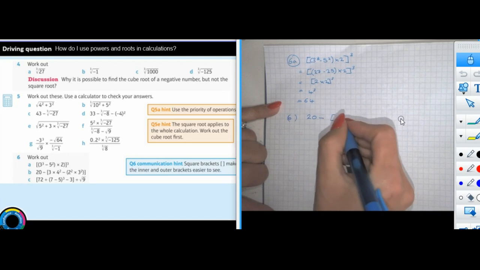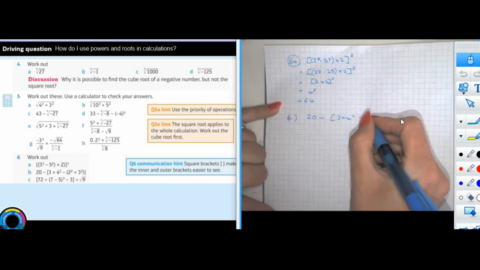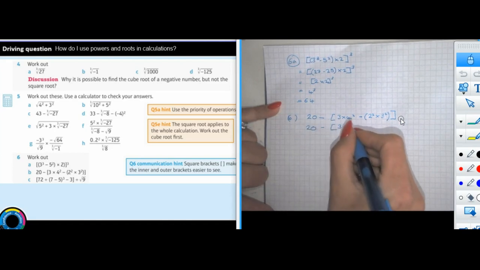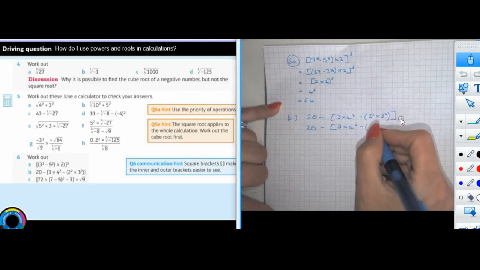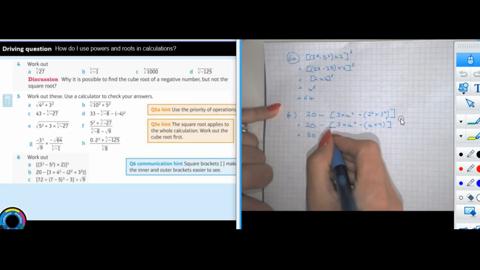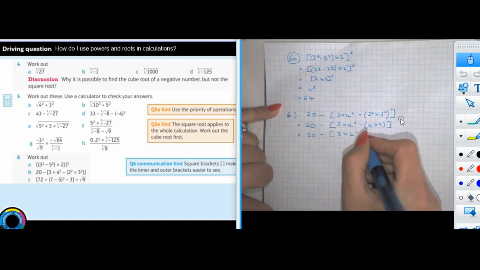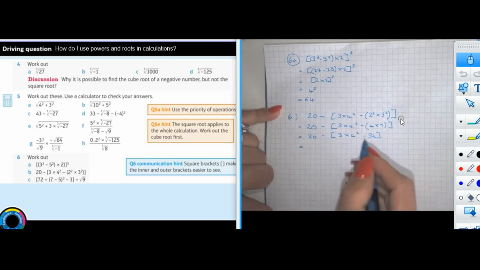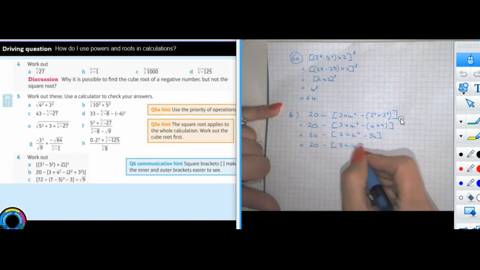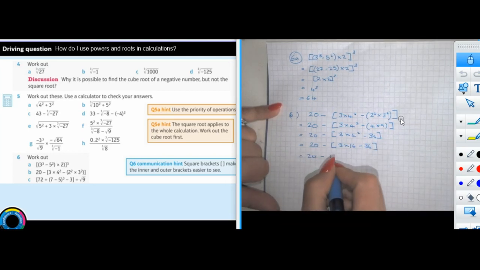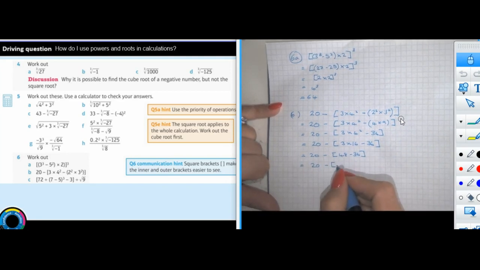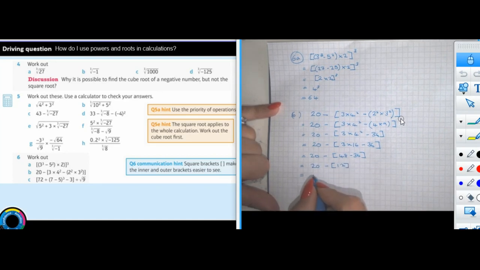20 minus 3 multiplied by 4 squared minus 2 squared multiplied by 3 squared. So 20 minus, brackets first. 2 squared is 4, 3 squared is 9. Again, brackets first. 4 multiplied by 9 is 36. Now we'll complete the things in this bracket. Then the indices, 4 squared is 16. 3 multiplied by 16 is 48. Using all your operations here, 48 minus 36 is 12, and 20 minus 12 is 8.